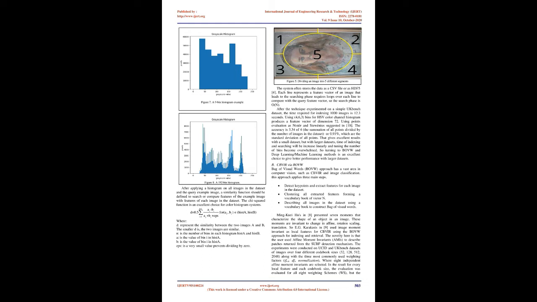Ming-Kuei Hu presented 7 moments that characterize the shape of an object in an image. These moments are invariant to changes in affine transformation, rotation, scaling, and translation. So, for example, Karakasis et al. used image moment invariants as local features for CBIR using the BOVW approach for indexing and retrieval. The novelty here is that the authors used affine moment invariants, AMIs, to describe patches returned from the SURF detection mechanism.